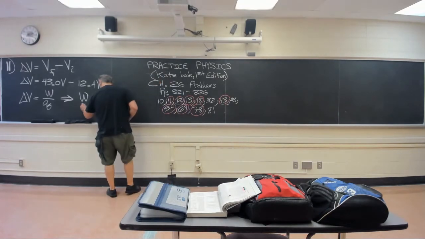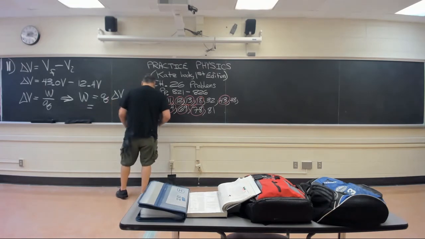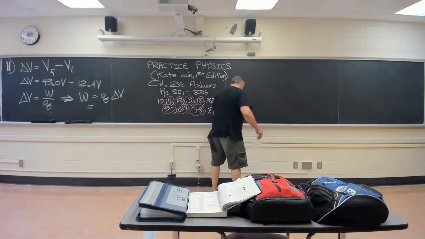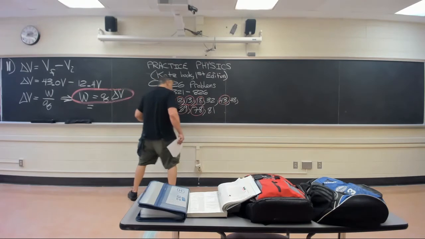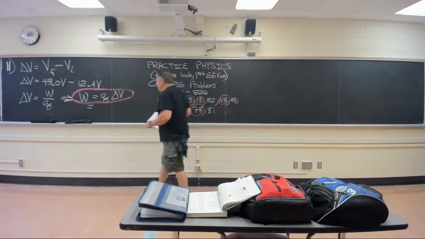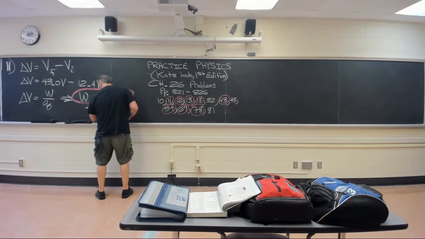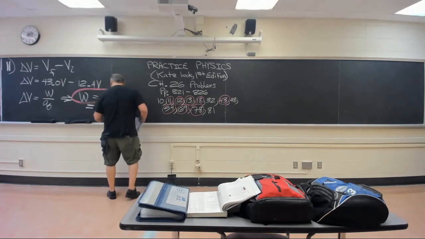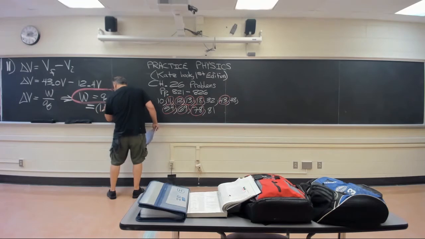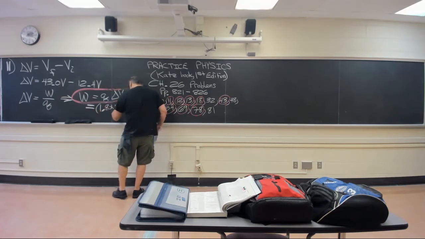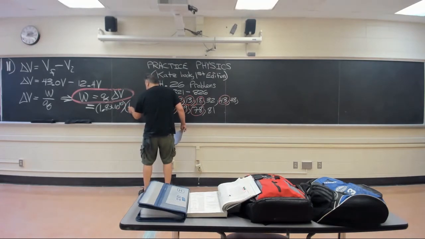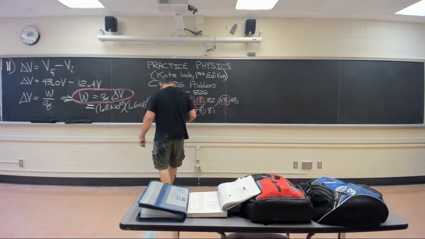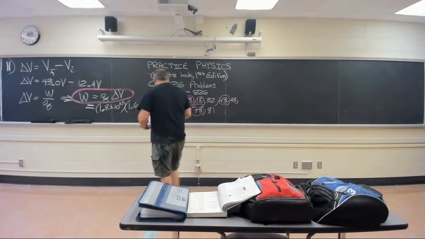And that's going to be equal to, you're going to move 1.8 times 10 to the 10th protons. That's how many protons you have. Each one of those protons has a charge of this, and you're going to multiply that by the potential difference.